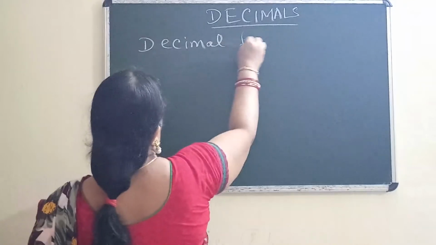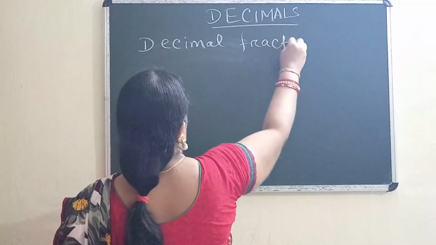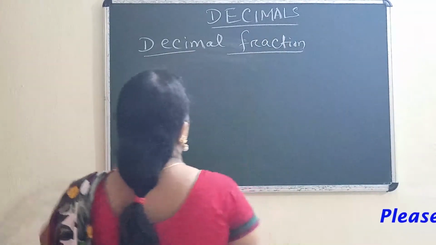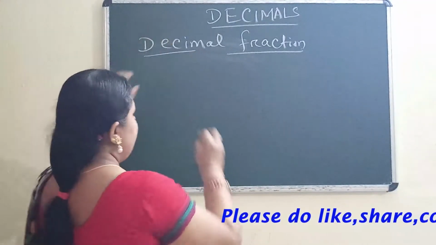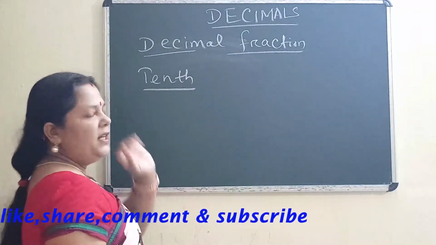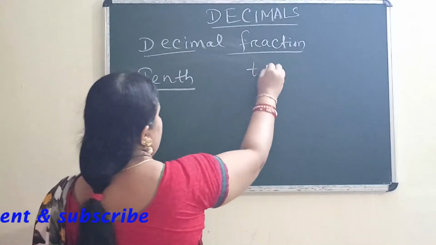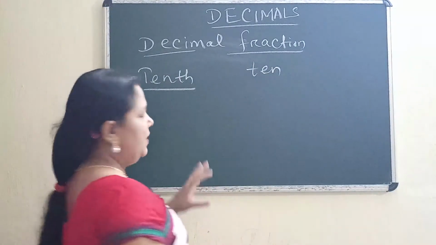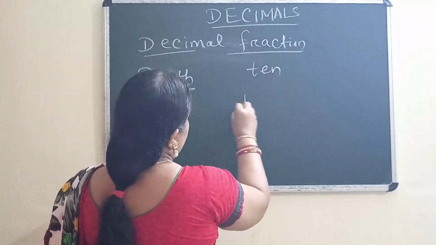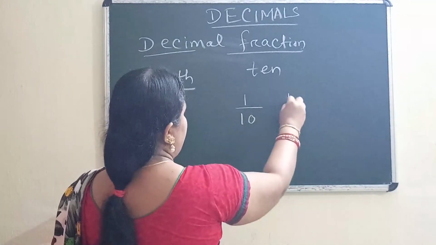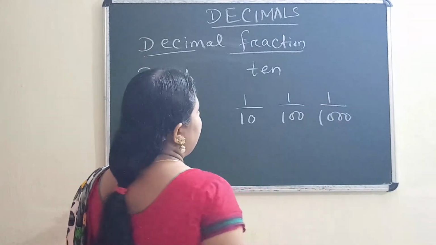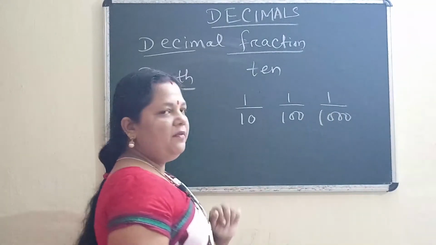So first we will discuss decimal fraction. What do you mean by deci? Deci means tenth. Why have I written tenth, not 10? Because tenths means division part. 1 by 10, 1 by 100, 1 by 1000, these are the multiples of 10.